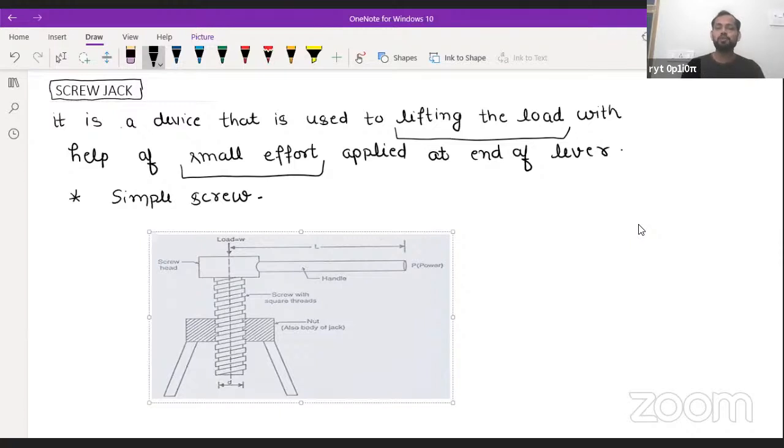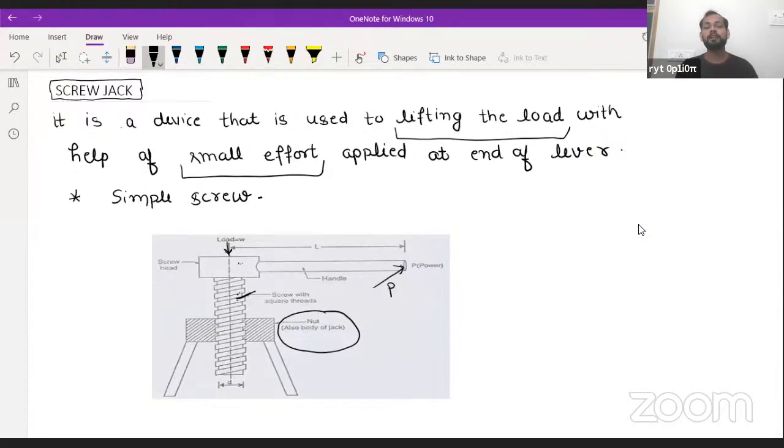What is the nut? This base is called the nut. And what about the screw? This portion is known as the screw, over which the load is placed. This is an integral part of the screw, and at the head of the screw, a lever is attached. We apply a tangential force on this lever, and corresponding to this effort P, we raise or lower the load here.